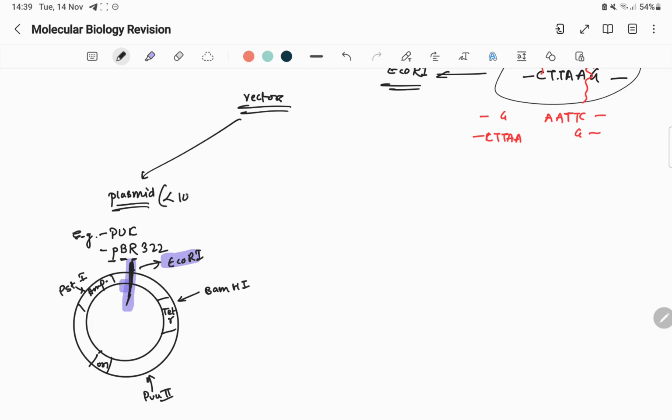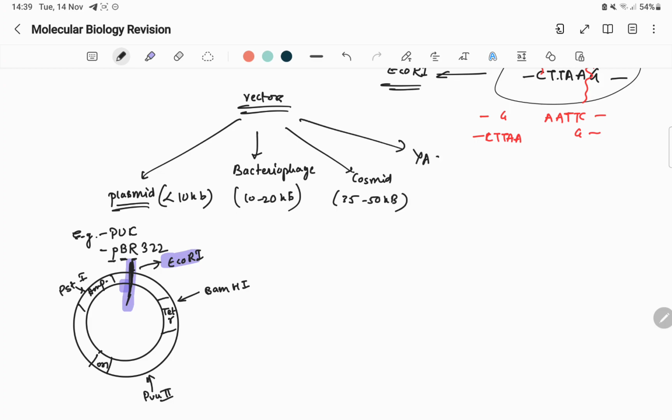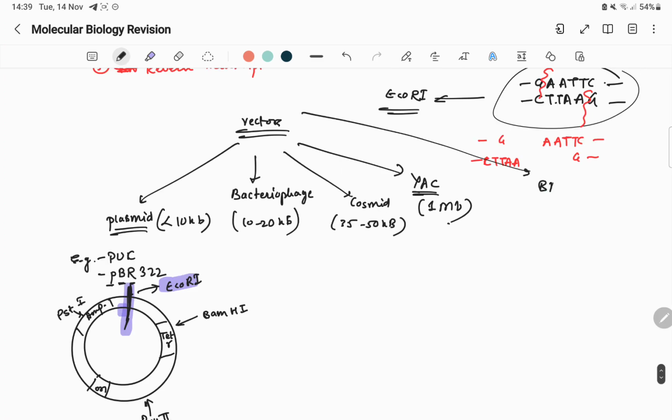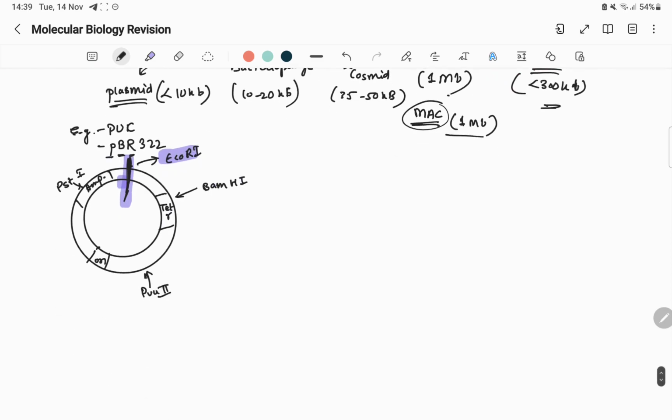Plasmid will insert less than 10 kb of your DNA. Then you have bacteriophage, which will insert 10 to 20 kb of DNA. Then cosmid is 35 to 50 kb. YAC, yeast artificial chromosome, is around 1 MB. Then BAC, bacterial artificial chromosome, is less than 300 kb. Another, MAC, will insert 1 MB. So YAC and MAC are 1 MB, BAC is less than 300 kb.